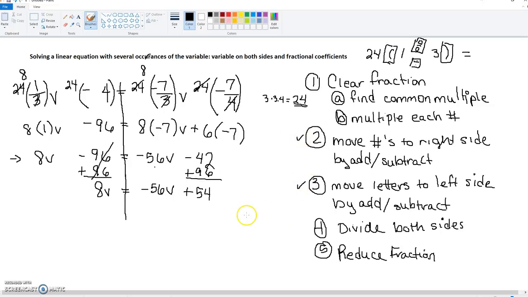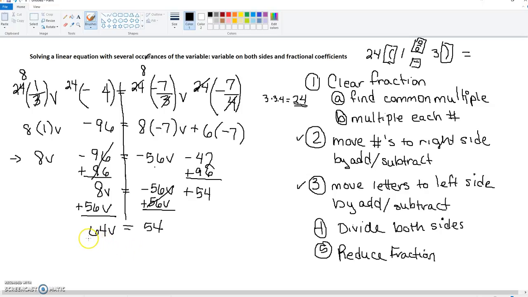Step 3 is to move the letters to the left side. As you see here, we've got this negative 56v, we need to move it to the other side. Since it's negative, we're going to add, because we want it to cancel. We want it to zero out. So we're going to bring it over here. So 8 plus our 56 is going to get us 64v equals 54, because we're bringing down our 54.